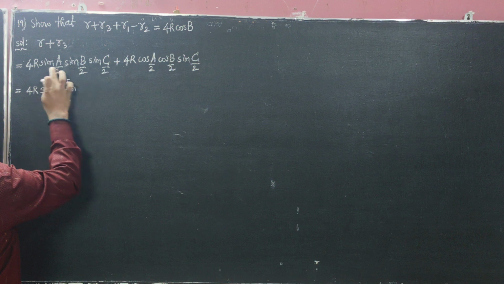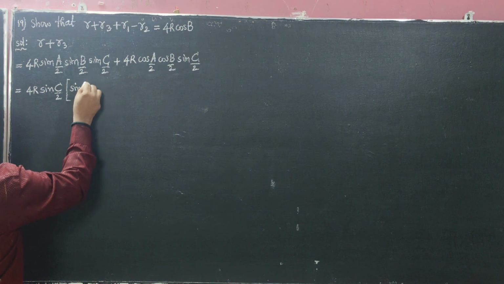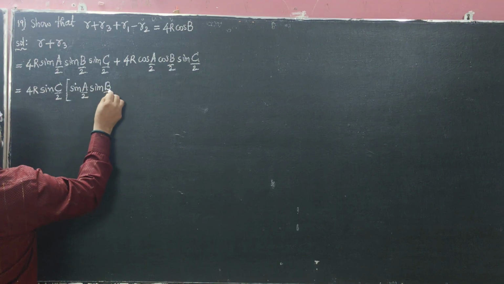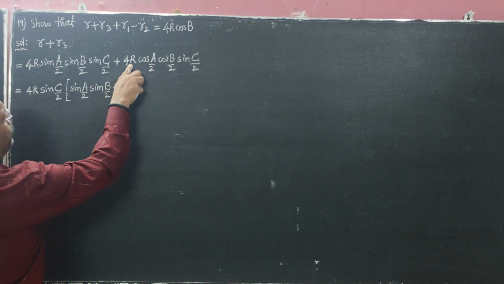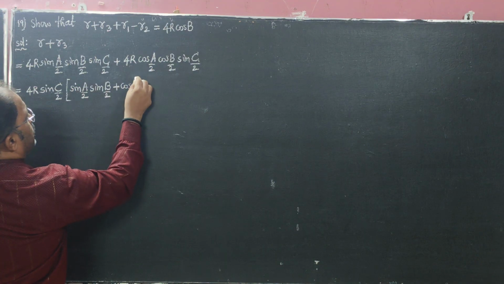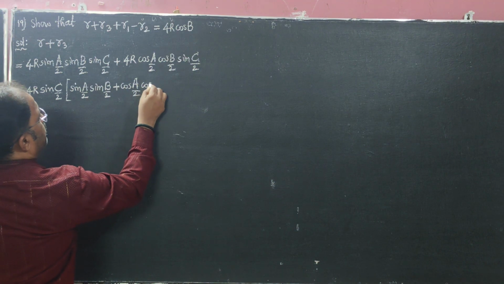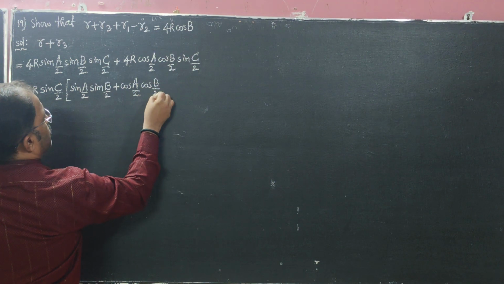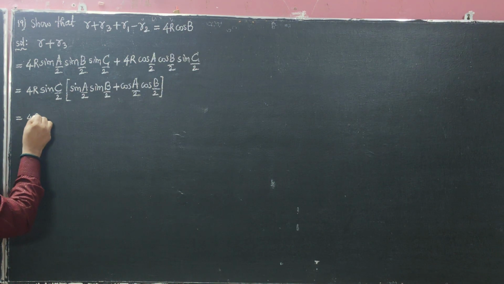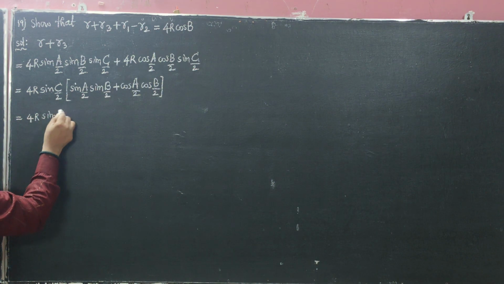So 4R sin C by 2 common means what is the remaining? sin A by 2 into sin B by 2, and plus, in this 4R sin C by 2 common means what is the remaining? cos A by 2 into cos B by 2. Clear? Cos A by 2 into cos B by 2, right? So that implies 4R sin C by 2 as it is.